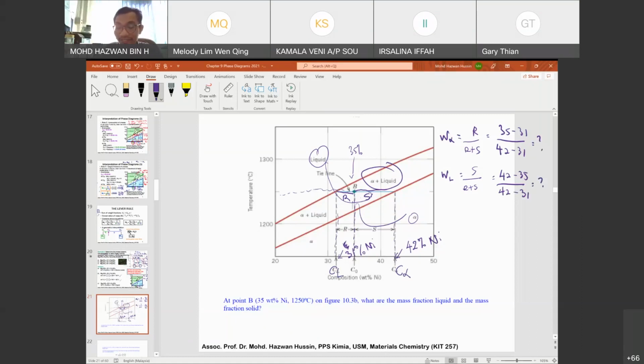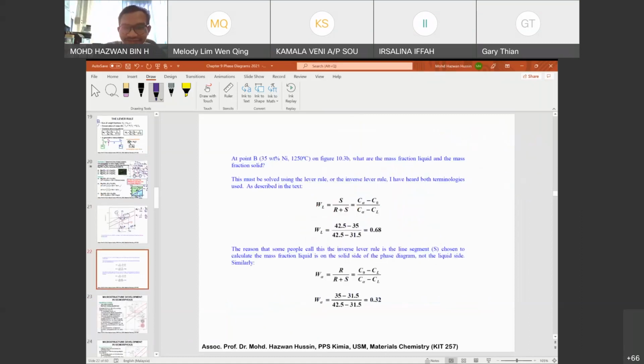Okay, is it okay, Melody Lim? Yes. Okay, all right. So over here they give the composition of alpha equal to 42.5 and composition of liquid equal to 31.5. So you will get the value like that after that.